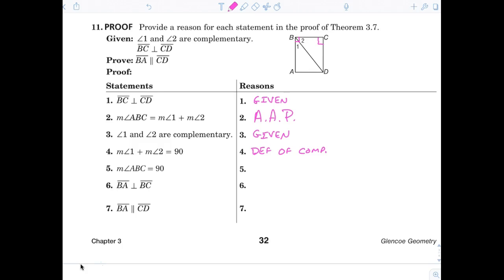Now, why does the measure of angle ABC equal 90? Substitution.